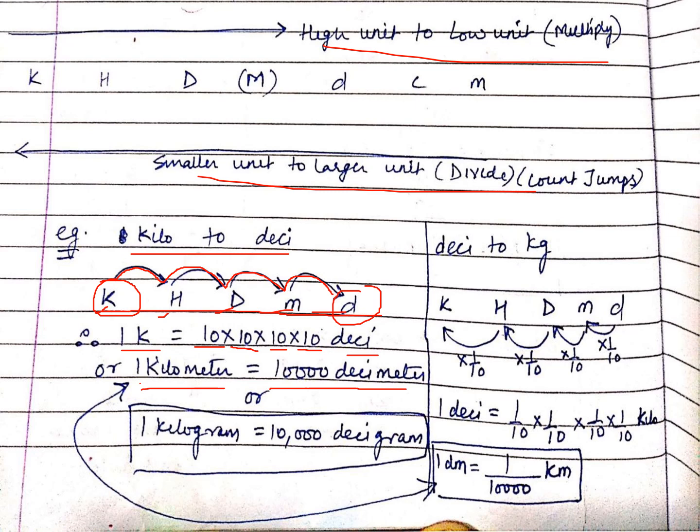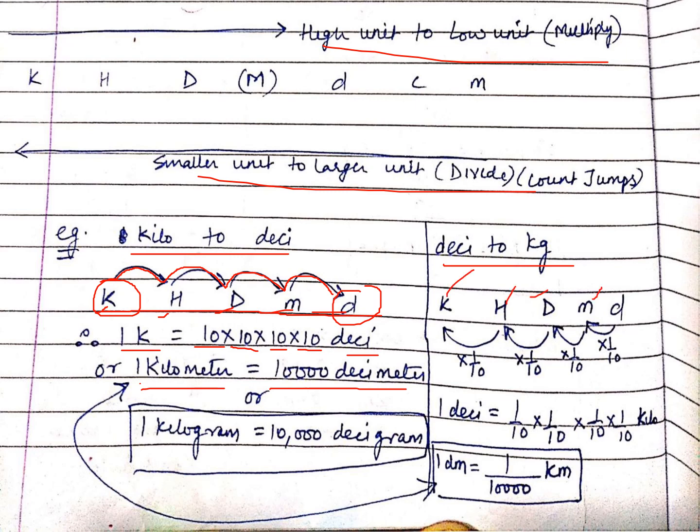Just you have to count the number of jumps. You don't have to remember anything. Okay, just a simple line. King Henry died, mother didn't cry much. And you can find any conversion very easily. Just see the reverse of this thing. Deci to kilo. Same thing.